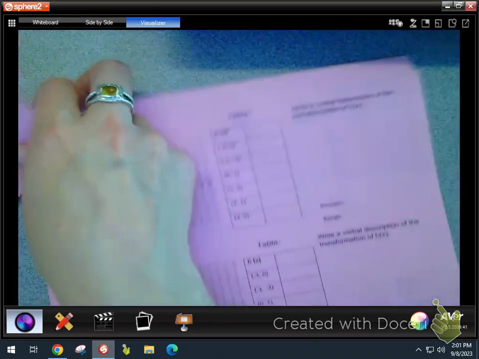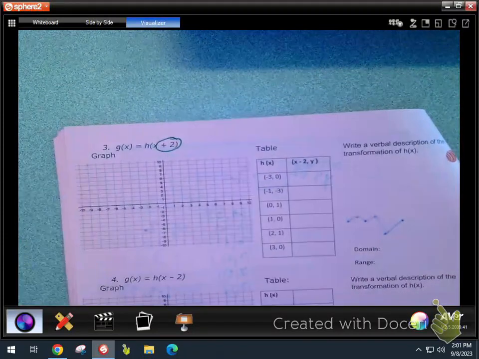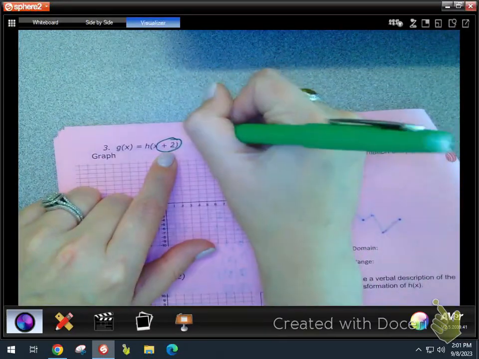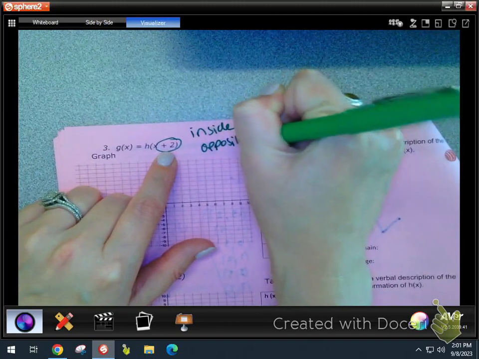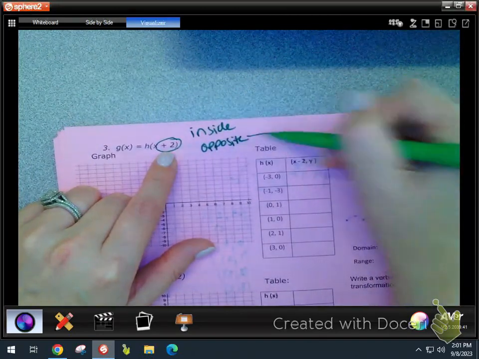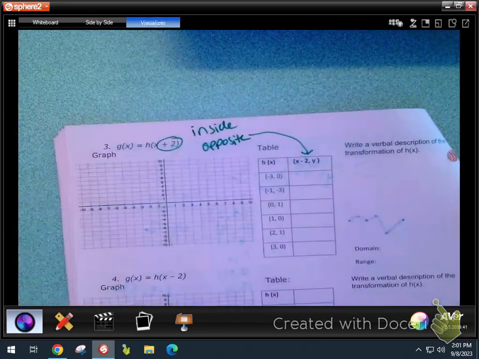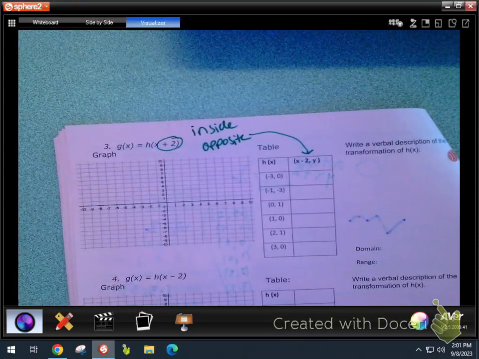Inside is opposite. So what's happening is a lot of you guys are getting to problem 3, and you're recognizing that this plus 2, where is the plus 2? Inside with the x. So inside is always opposite. I need you to, every time you see that, think of that. So in the table, which is already filled out for you, what did they do to the x's? They subtracted them, okay?